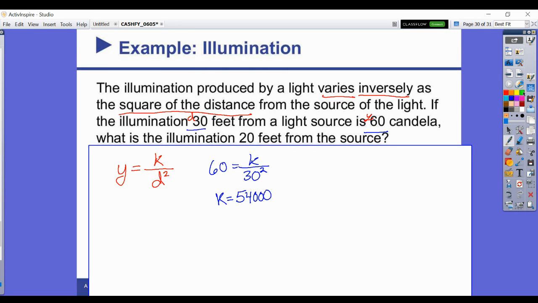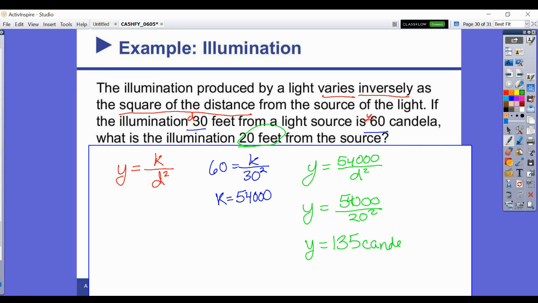Now, that's sentence 2. Now we're going to go to sentence 3. It says, what is the illumination 20 feet from a light source? Well, now I have the formula with a 54,000 right here. And they asked me, what is it if it's 20 feet away? So I can plug in a 20 in the distance spot, 20 squared. So what is 54,000 divided by 20 squared? And the answer is 135. My units on that would be candelas, just like up here where my Y value was in candelas.